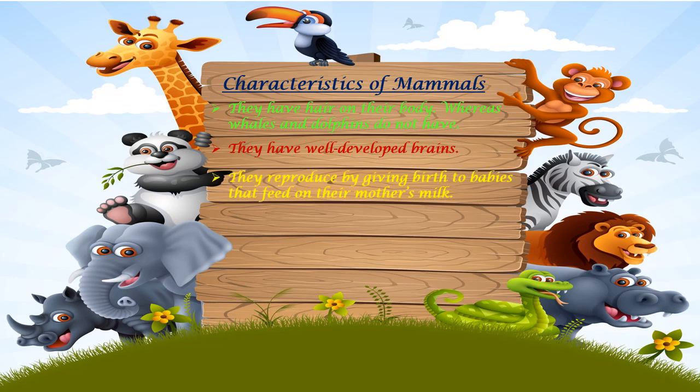They reproduce by giving birth to babies that feed on their mother's milk. That is what I told you in the first slide about mammals. The next generation is formed by giving birth to the younger ones. And the main food of the younger babies, before they become herbivores, carnivores, or whatever it is, is their mother's milk. That is the first food for the younger ones.